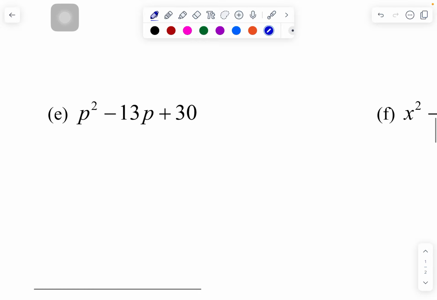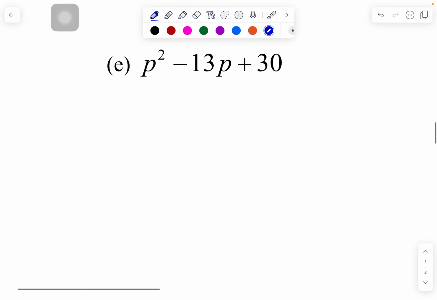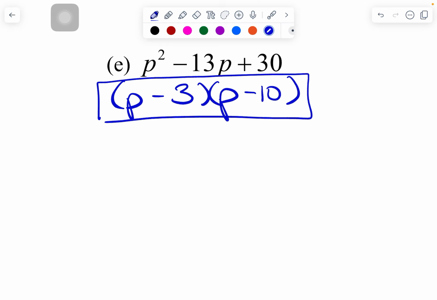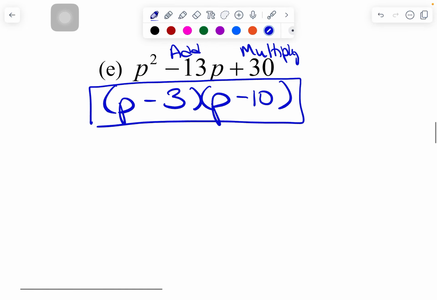All right, sliding down, there's part E. Now, part E and part C are identical problems. The variable just changed. So I'm not going to walk through this problem. I'm simply going to change the variable and use the exact same factor pair, right? We are adding up to negative 13. We are still multiplying to positive 30 there. So that's the same answer as part C. Just change the variable up.